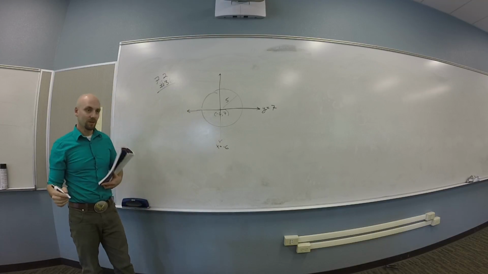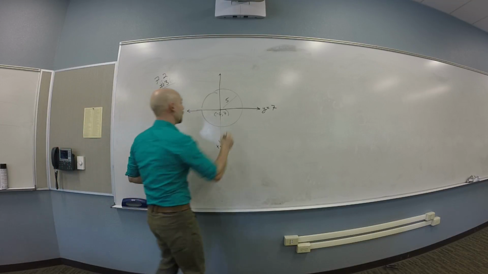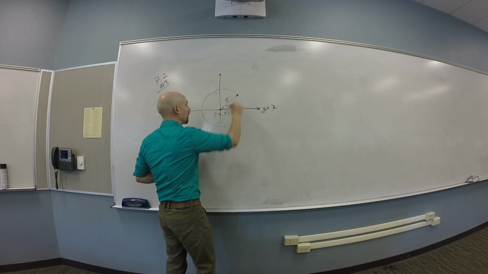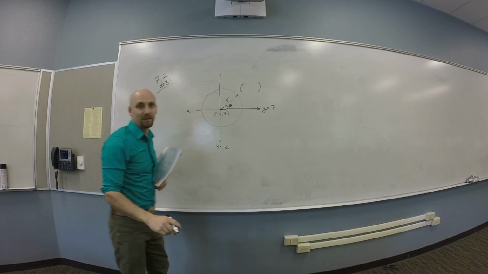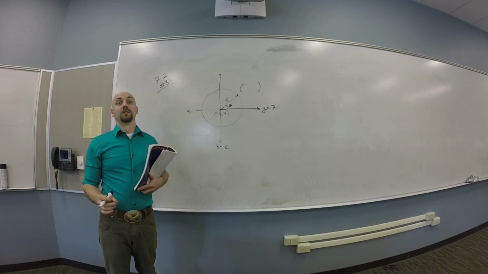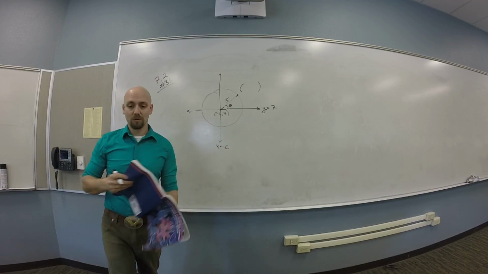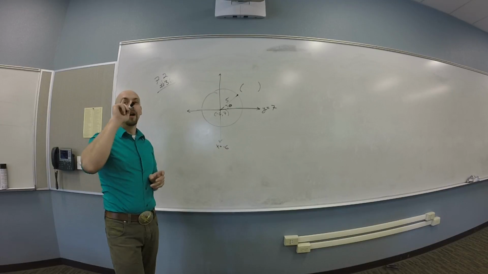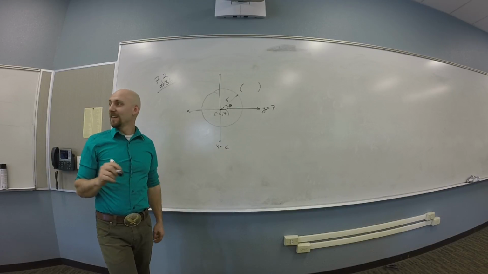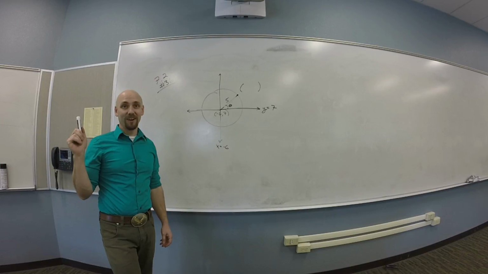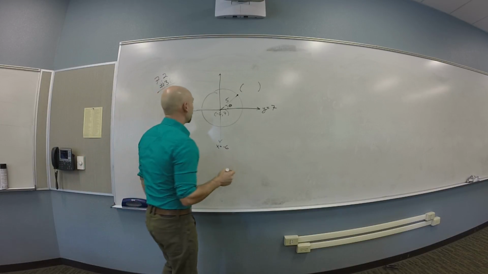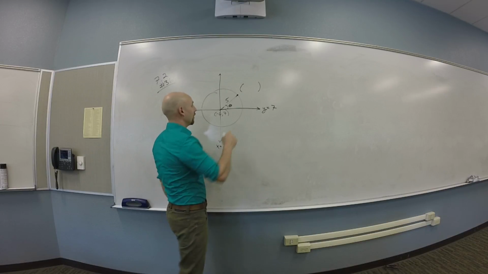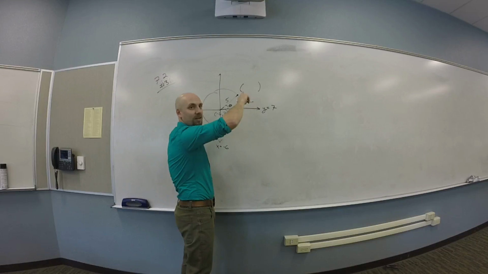Then, if this is an angle theta here, I'm supposed to figure out what the coordinates of this point here are. I think I want a sine and a cosine, right? Sine over cosine. What am I going to attempt to do? I need to find the x and the y coordinate here.